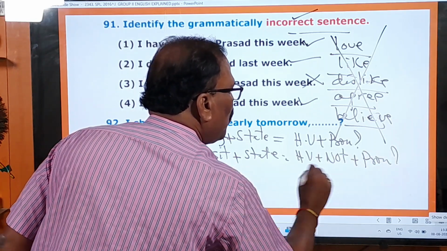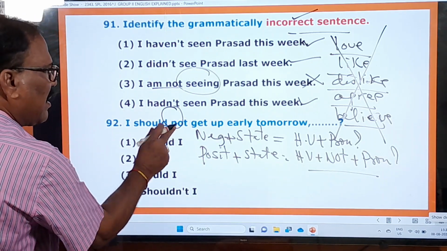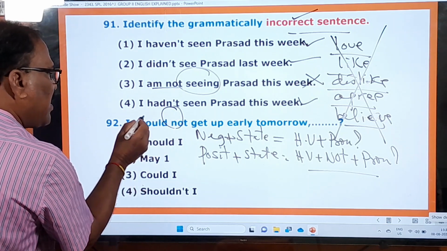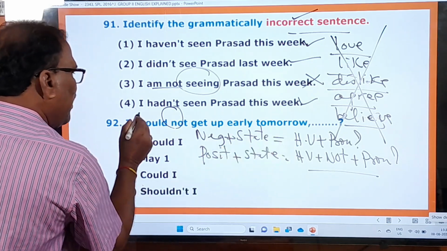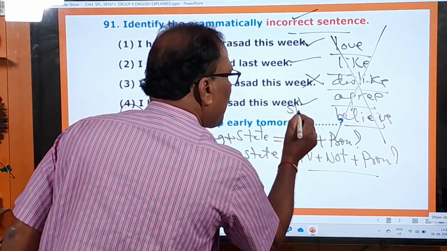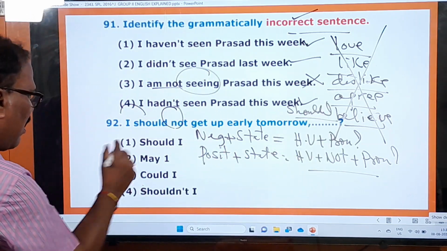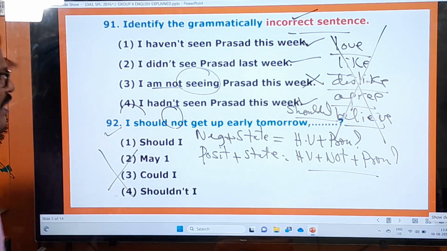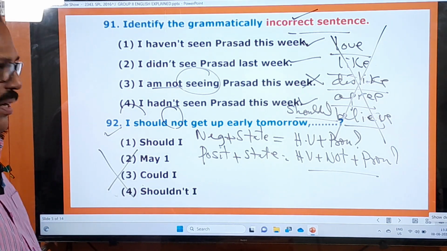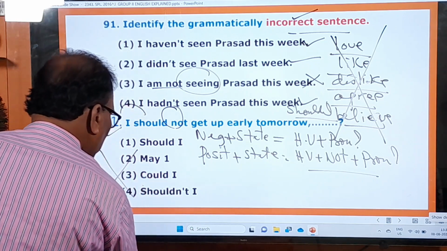This is the rule. So here not is there. It's a negative statement. So what is that? Take this, should, helping verb, and then you say, should I? That should be the answer. This first one is that. These other three are not correct. Are you following me? Right. Now let's go to the next question.